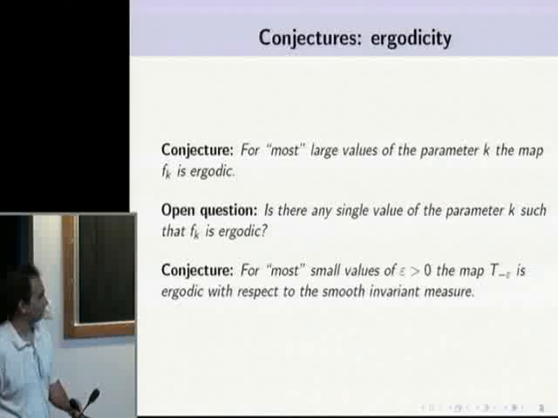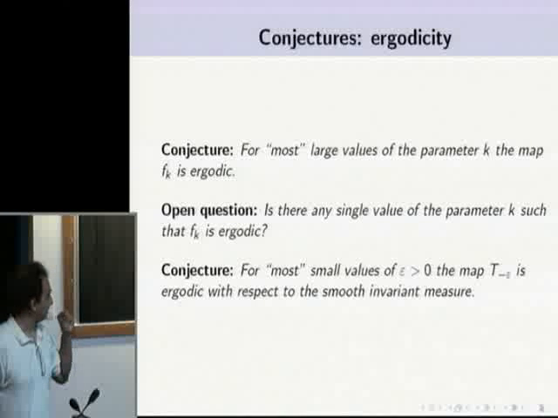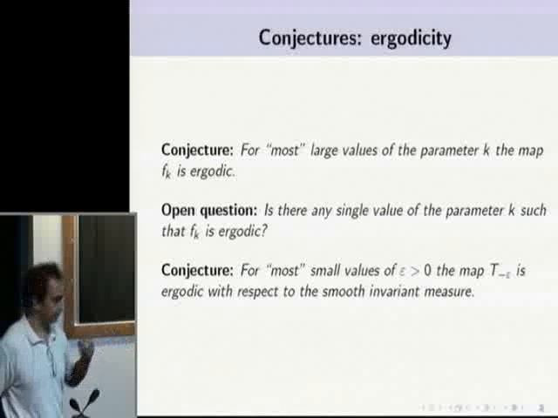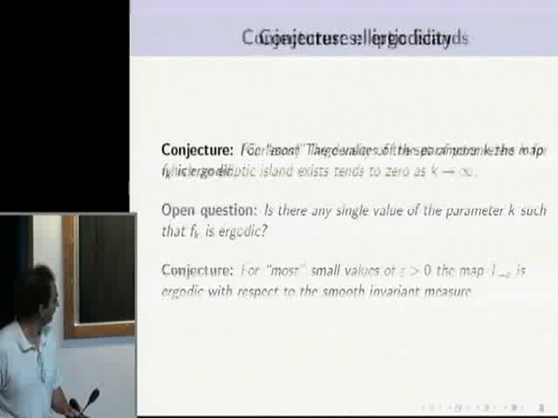Conjecture: for most values of the parameters, small but negative, our trace map restricted to the invariant sphere is going to be ergodic with respect to the natural smooth invariant measure that it has. Certainly the current state of the art is exactly the same.